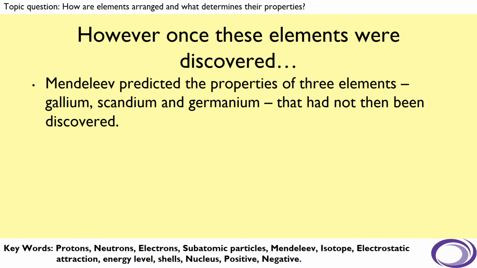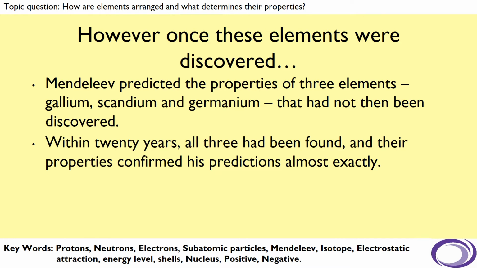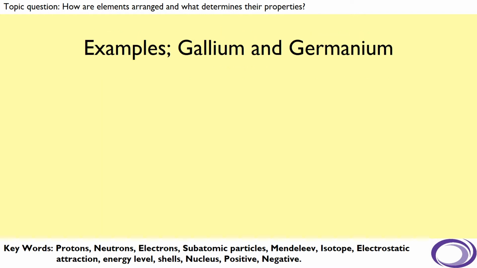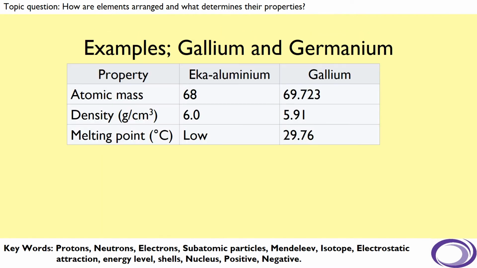Once those elements were discovered, Mendeleev's properties were incredibly similar, and 3 of the elements, gallium, scandium and germanium, were found within 20 years of Mendeleev predicting their properties. So we're going to have a look at a couple of these. If we look at gallium first, when Mendeleev predicted its properties, he called it Eka aluminium because it was next to aluminium in his periodic table.